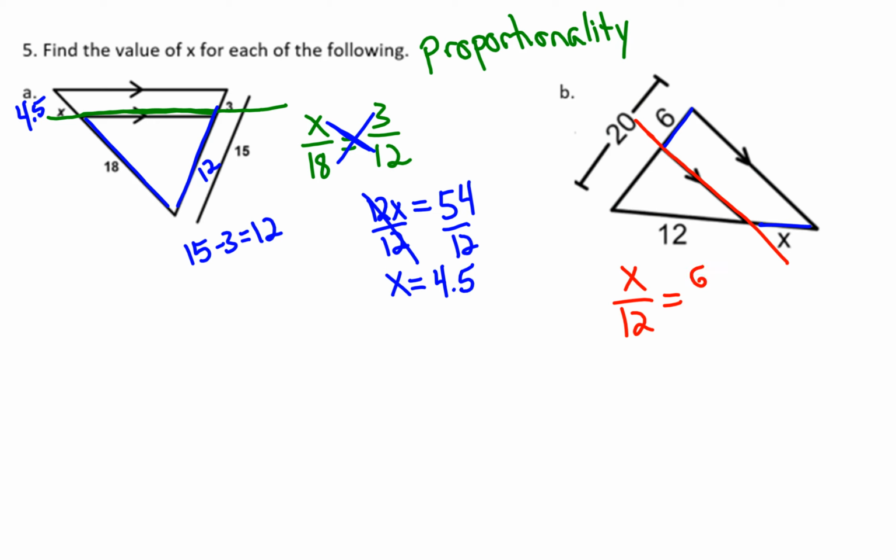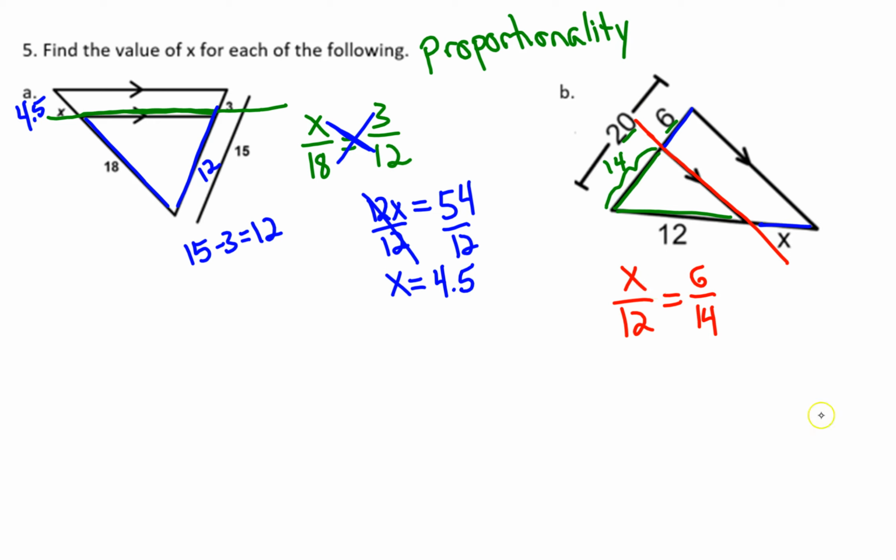And then this piece down here, 12, is going to correspond with that part. But we don't know what the measure of this part here is. So to get that, we're going to take 20 minus that 6, and that should be what's left. So what's left is 14. So we're going to say 6 over that 14.